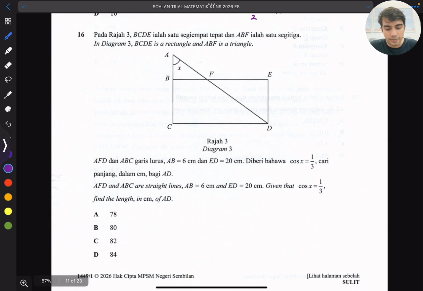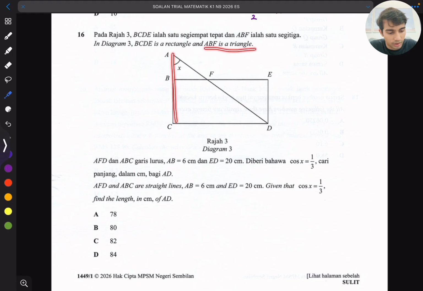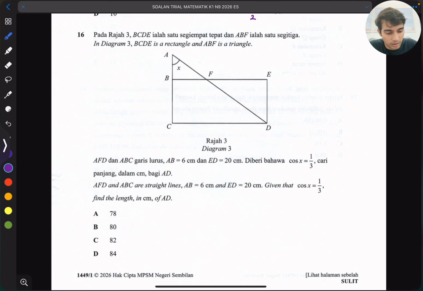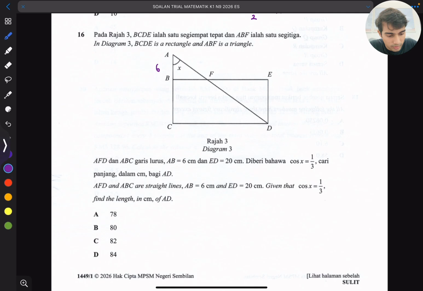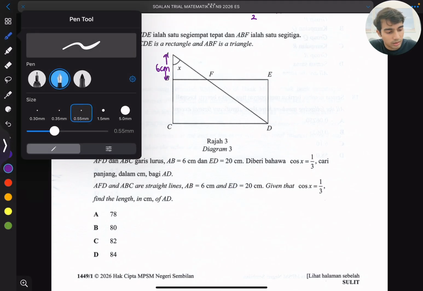Question 16. BCDE is a rectangle and ABF is a triangle. AFD and ABC are straight lines. AB is 6 cm, so this is 6 cm, from here to here. ED is 20 cm, so this whole thing is 20.